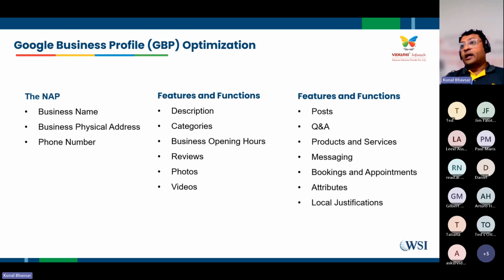Google Business Profile has these fields, the NAP, which is business name, physical address, and phone number. We can add features like description, categories, operating hours, reviews, photos, and videos. There is also a chance to add posts, questions and answers. We can describe our products and services, and so on. It would be very difficult to cover all these points in this webinar, so let's discuss the elements in detail that are most important for ranking and conversions.